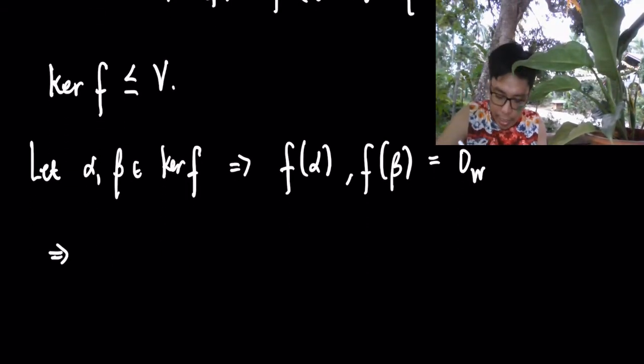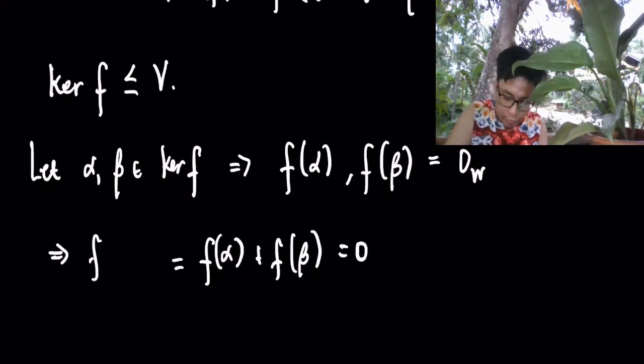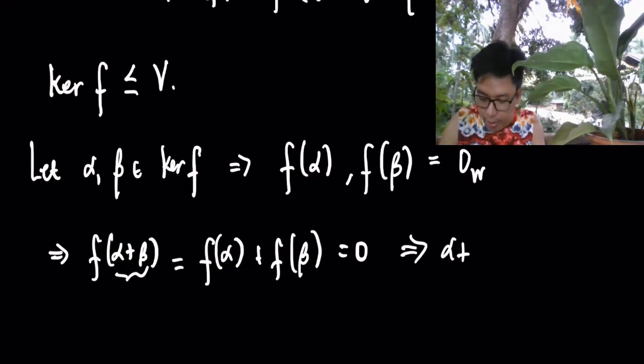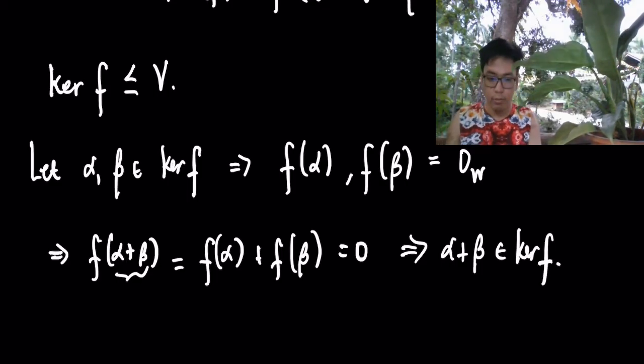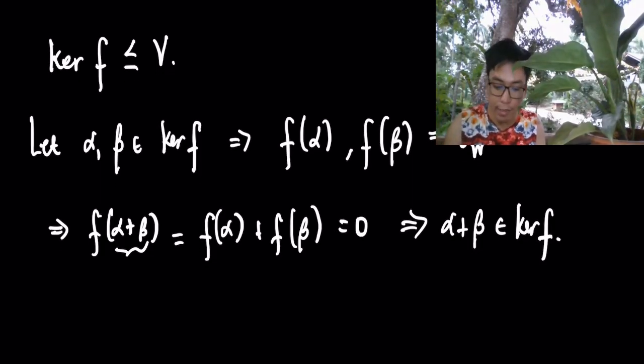So what does it imply? F of alpha plus F of beta is simply 0 plus 0, so technically this is 0. F is a linear transformation, meaning I would have F of alpha plus beta. Now this is 0, meaning that alpha plus beta is an element of the kernel of F. So the first condition is satisfied for the subspace test.